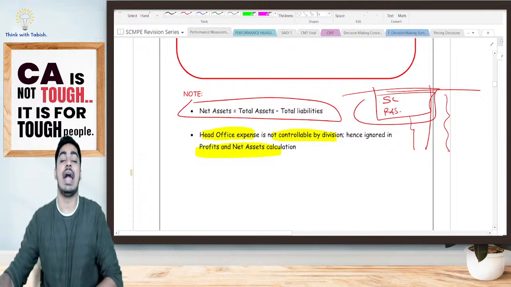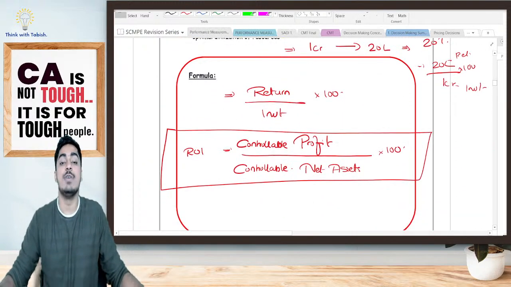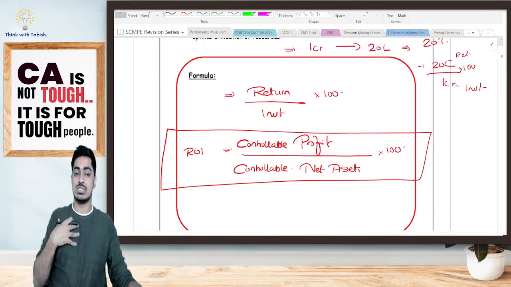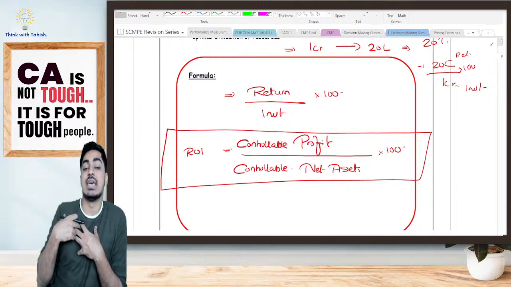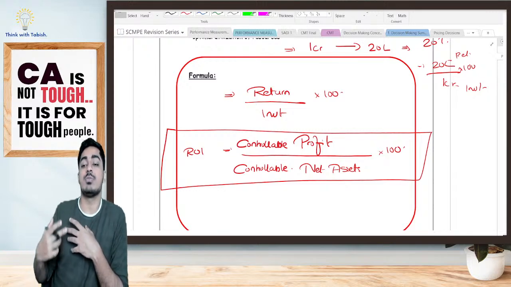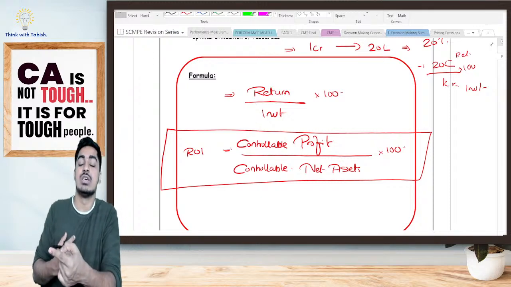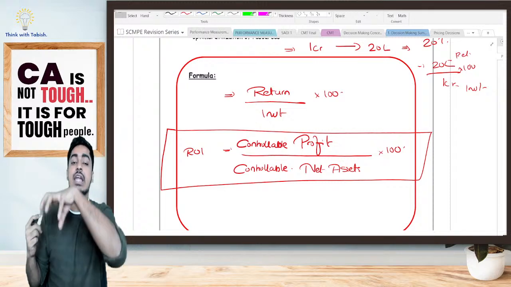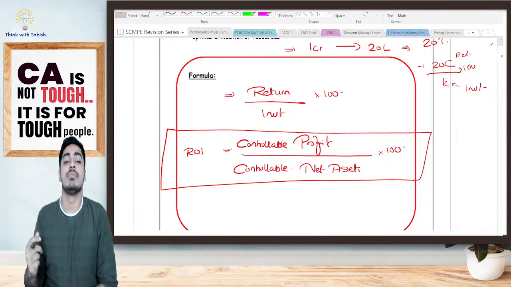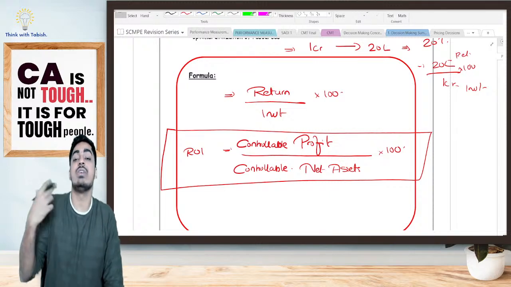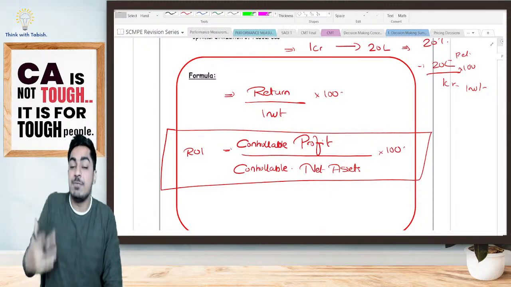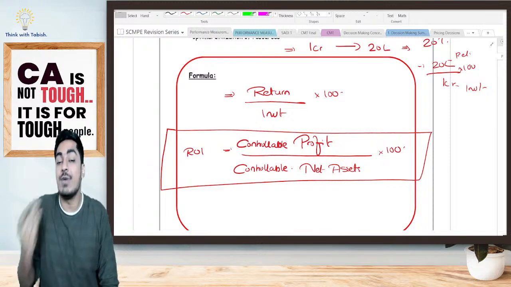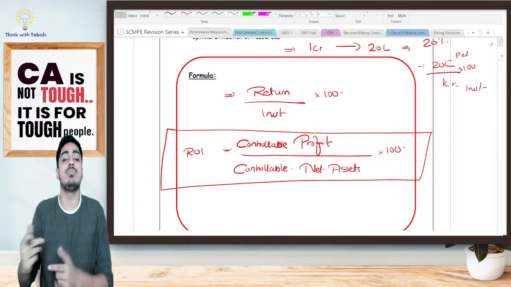Why? Ultimately, what are we doing, students? We are evaluating the performance. While we are evaluating the performance, I should be evaluating performance only on those factors on the basis of which the concerned manager is having some authority, wherein he is having some control, wherein if he does the work well, he should be in a position to achieve something out of it.